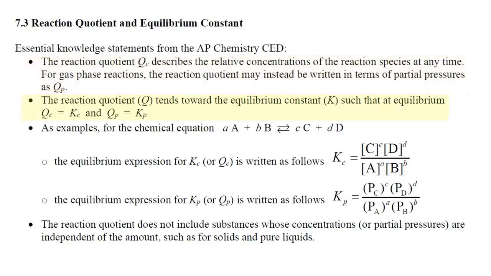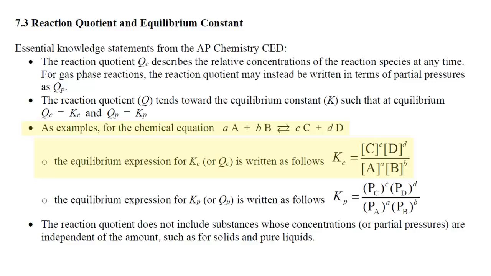The reaction quotient, Q, tends toward the equilibrium constant K, such that at equilibrium, Q is equal to K. So if we're talking about concentrations, then Qc is equal to Kc at equilibrium. If we're talking about partial pressures, then Qp is equal to Kp at equilibrium. As examples, for the chemical equation that shows the reactants A and B being converted into the products C and D, the equilibrium expression for Kc or Qc is written as follows. Kc is equal to this ratio of products over reactants.